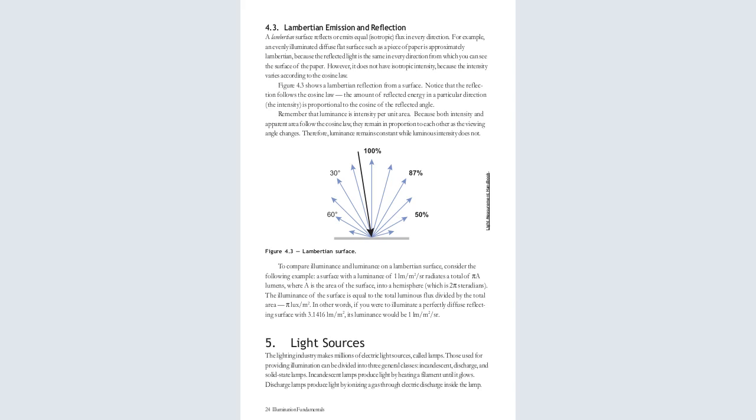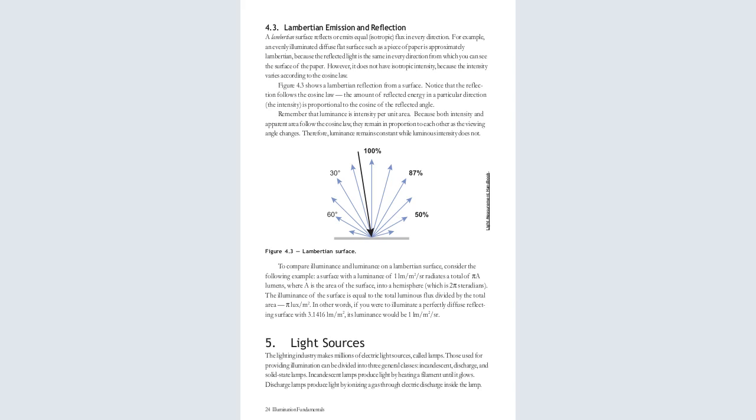The Lambertian emission and reflection. We need to know this because it's going to help us in the calculations when we are talking about the calculations of figures. So a Lambertian surface reflects or emits equal isotropic flux in every direction. For example, an evenly illuminated diffuse flat surface, such as a piece of paper, is approximately Lambertian because the reflected light is the same in every direction from which you can see the surface of the paper.